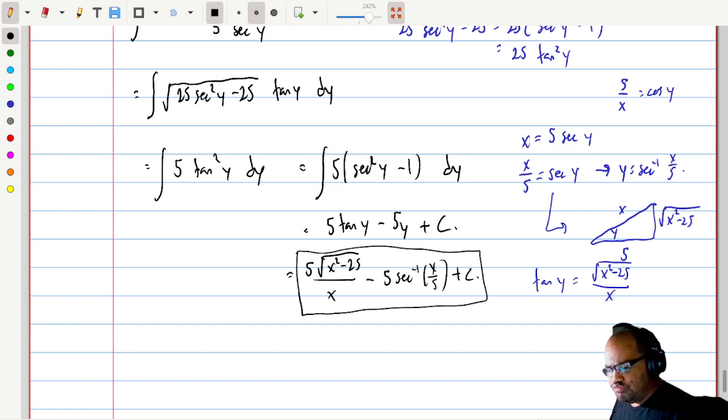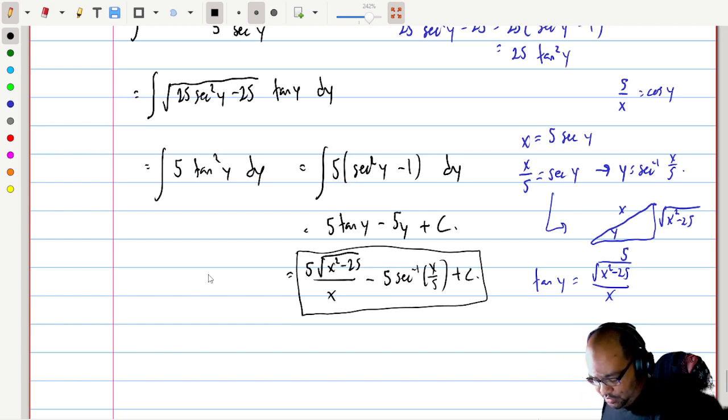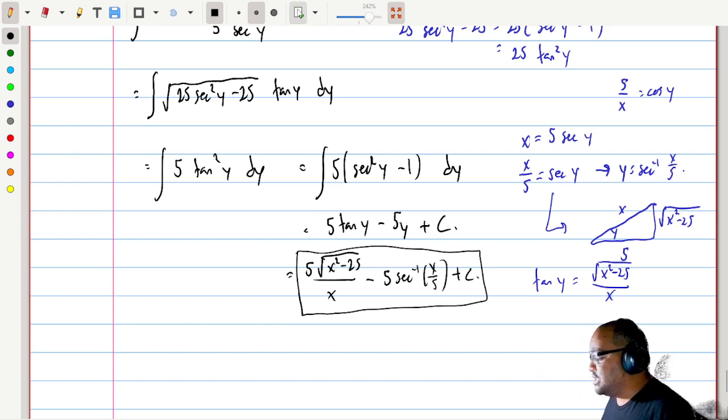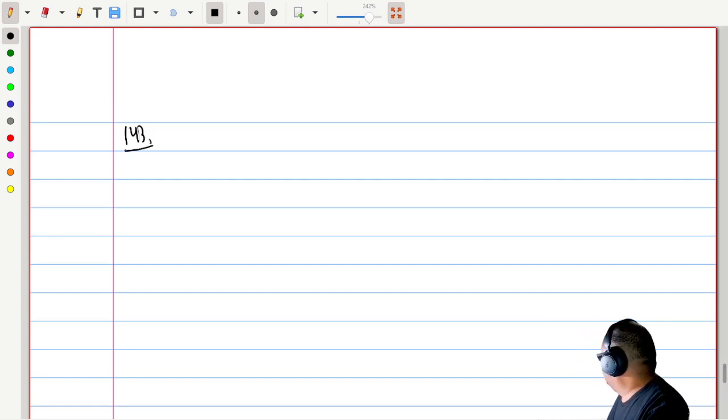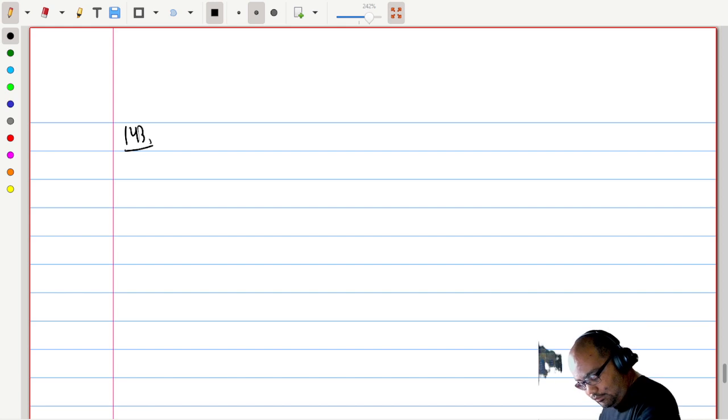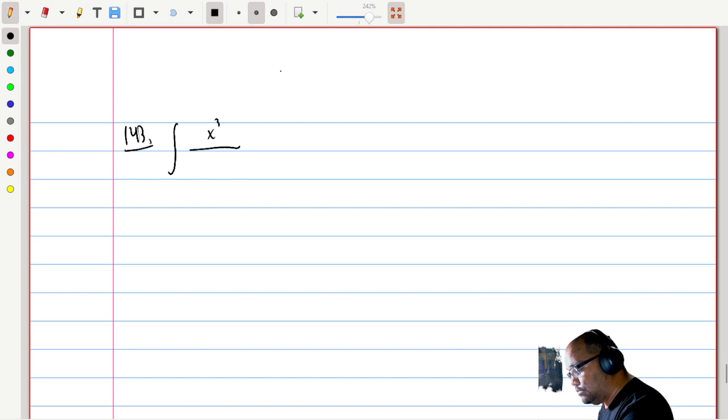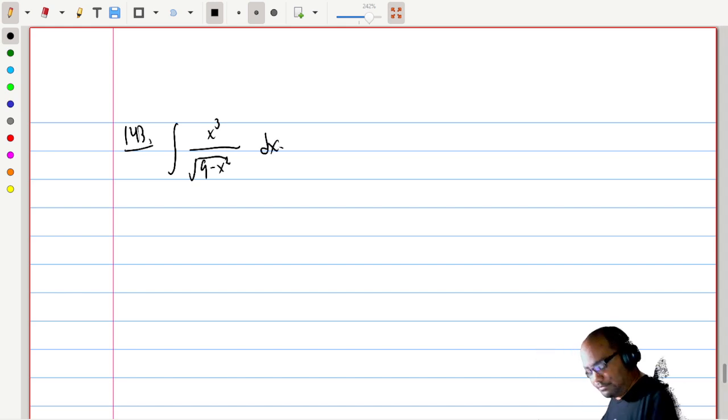Let's do 143. I think that one's going to be a good one to do next here, just to demonstrate some of the other techniques. Okay. So 143, we have, I'm just going to change the variable here, x cubed over, what is it? Square root of 9 minus x squared dx here.